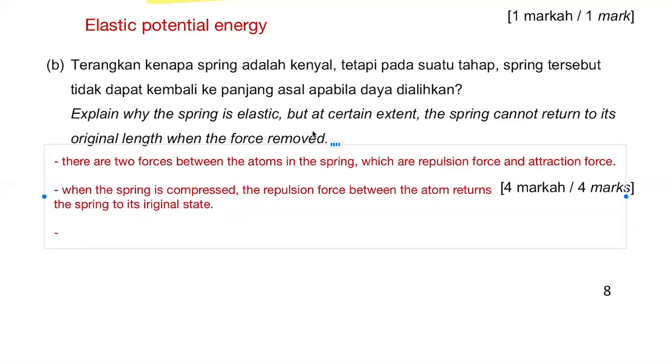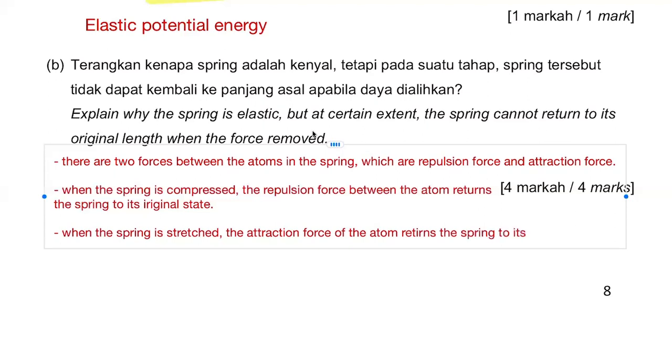Third one. What is the third point? The third point is when the spring is stretched, the attraction force of the atoms returns the spring to its original state.